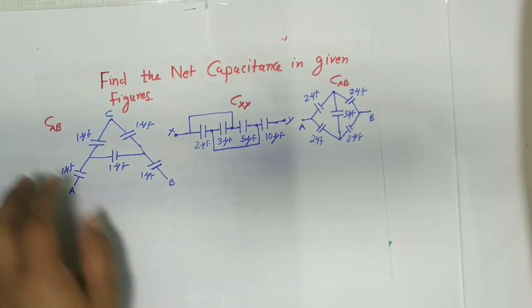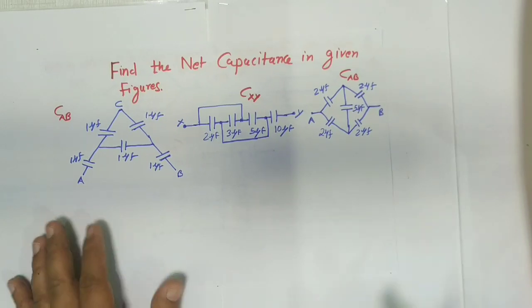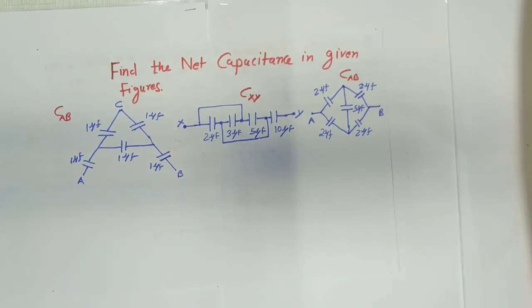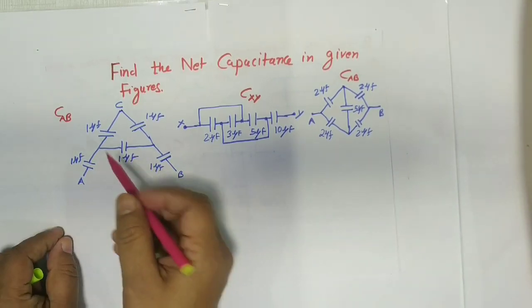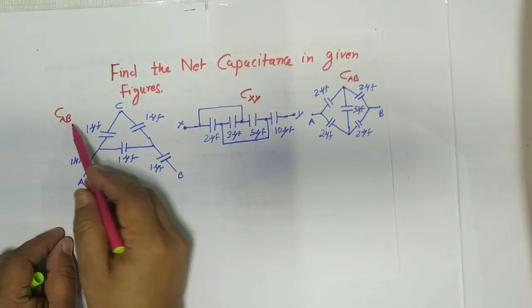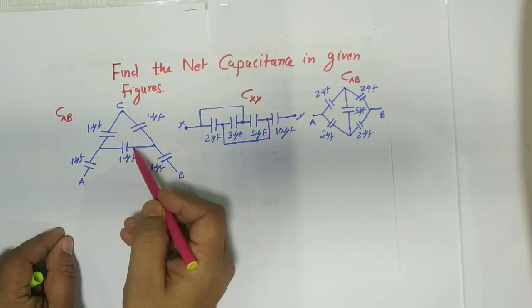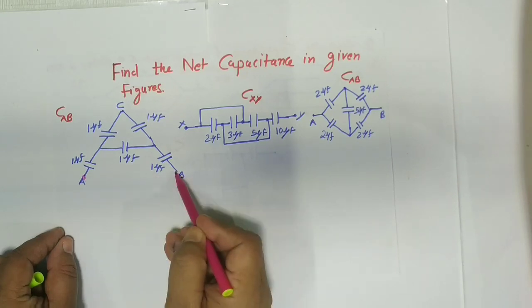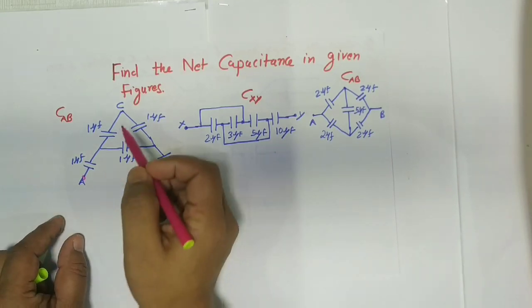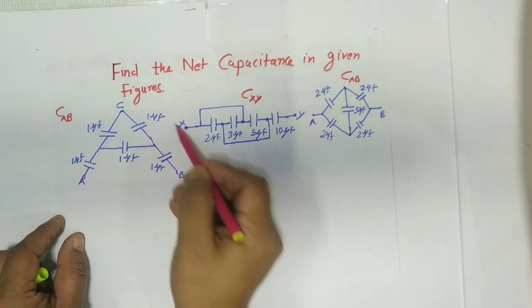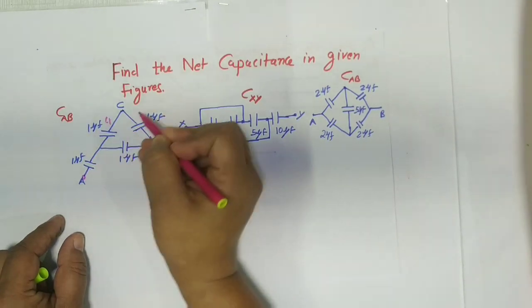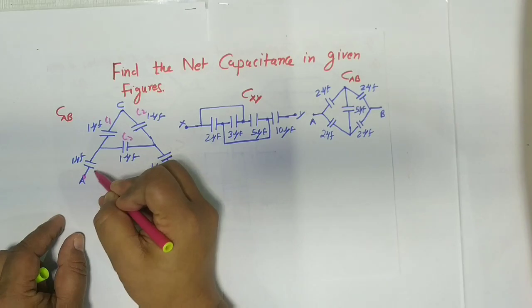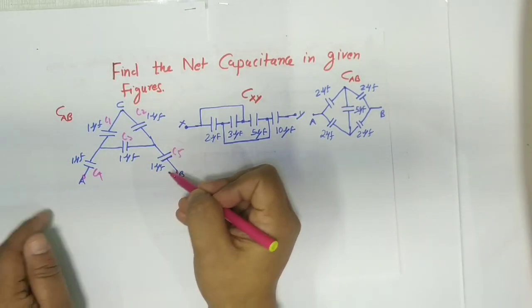Though we have already discussed series and parallel, and there are some figures which we can see here, we have to calculate the net capacitance in the given figure. The first one, if you see the first figure, you have to find the net capacitance. This is CAB, so you have to find it across A and B. Each is given as 1 microfarad. So consider them as C1, C2, C3, C4, and C5, name them.